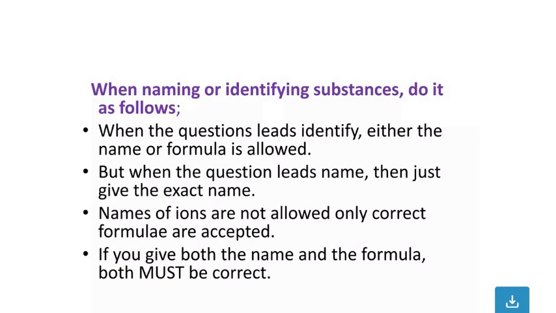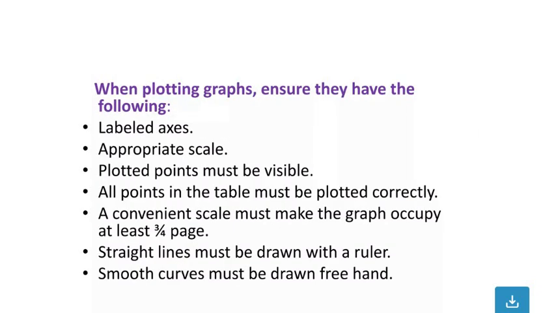Now, when naming or identifying a substance, do it as follows. When the question says identify, either the name or formula is allowed. But when the question says name, just give the exact name. The names of ions are not allowed, only correct formulae are accepted. If you give both the name and formula, both must be correct.